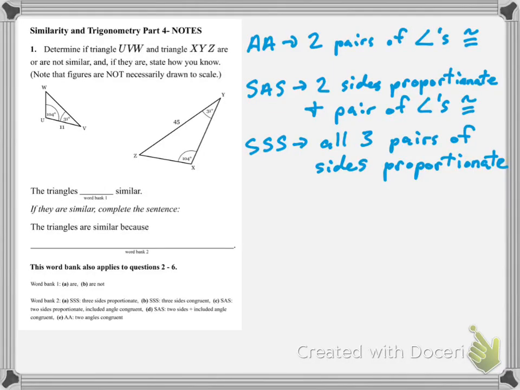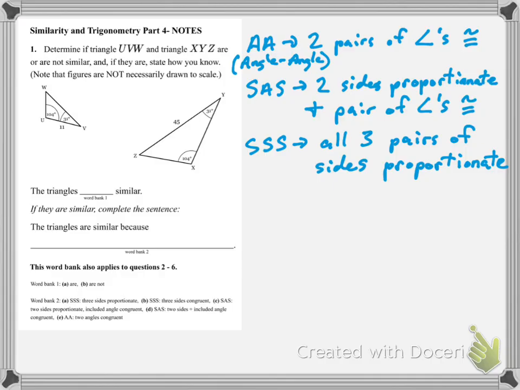All right, part 4 of our similarity and trigonometry unit has to deal with similar triangles. There are three ways that we can prove that two triangles are similar. One is by AA. AA means angle, angle. And all that means is, in the two triangles, you have two pairs of angles that are congruent.